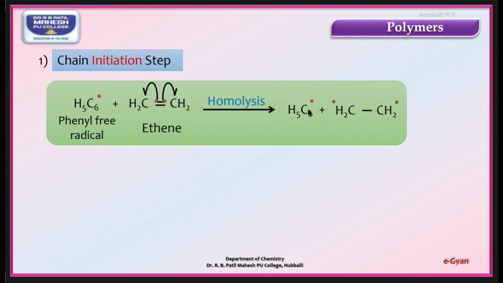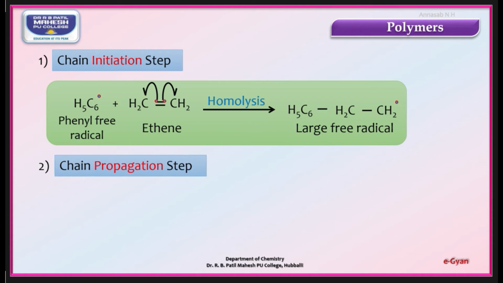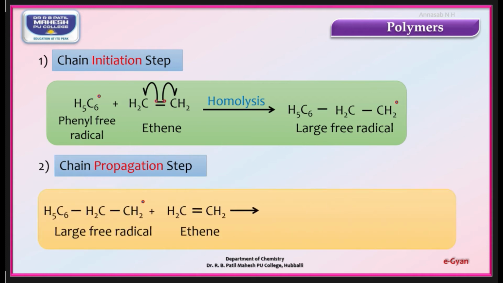Now the free radicals which are formed combine in the next step. So there is a formation of C6H5CH2CH2 dot. So it forms a large free radical. Next, chain propagation. This large free radical combines with a number of ethene molecules, leading to the formation of a larger free radical.